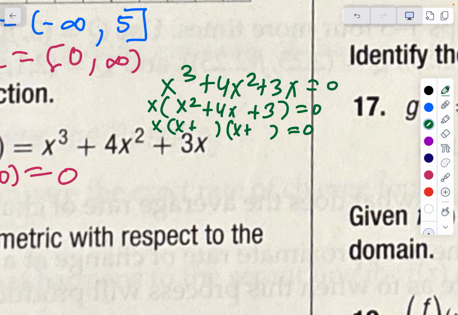And then 3, again, is really nice. 3 times 1 is 3. 3 plus 1 is 4. So it's just 3 and 1. And this time we have 3 values. X equals 0. X plus 3 equals 0. X plus 1 equals 0. See how this one had an X in the front? So you have to include it because X equals 0 is a legitimate answer.